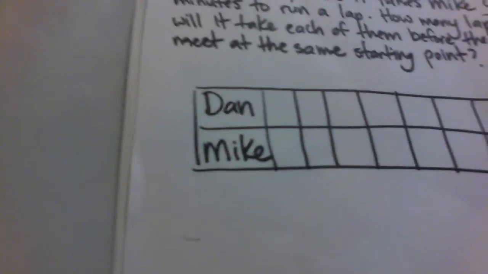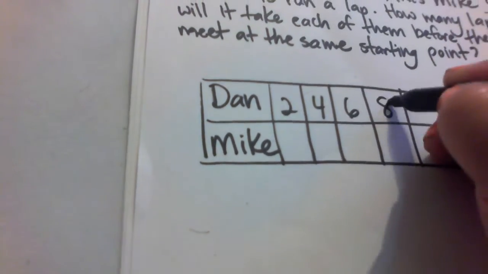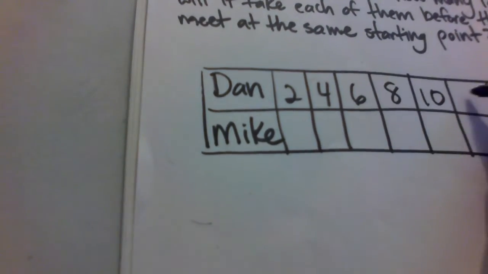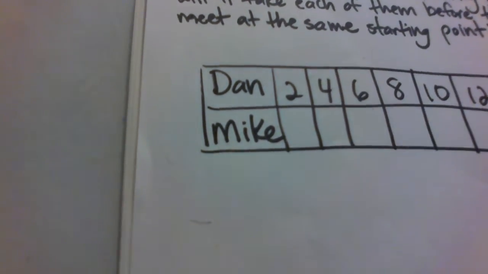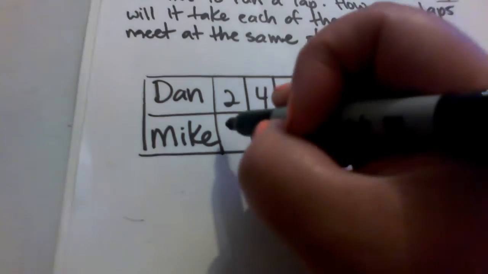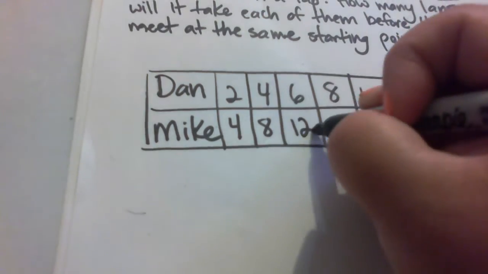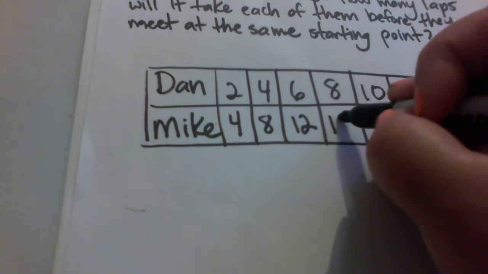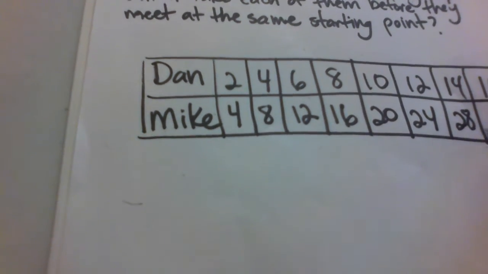So we are going to start with the multiples of 2. So we would go 2, 4, 6, 8, 10, 12, 14, 16. Then we would start out by writing the multiples of 4. So we would write 4, 8, 12, 16, 20, 24, 28, 32.